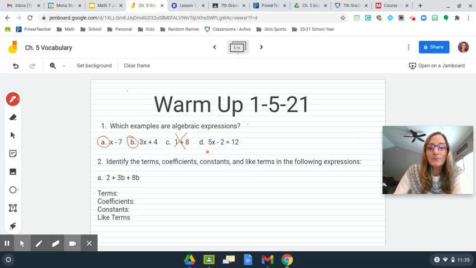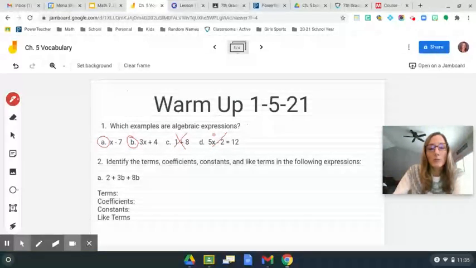Look at letter D. 5x minus 2 equals 12. All right, well, I see my variable. It's x. I see values. I see a 5. I see a number and a 2. And I see an operation. I see a subtraction sign. But there's one thing that shouldn't be here for it to be considered an expression, and that's an equal sign. This is actually an equation. So when you have something like this with that equal sign, you would solve it and you'd find what x is. You'd find that value. This is an equation, not an expression. So in this case, I'm going to cross it out.